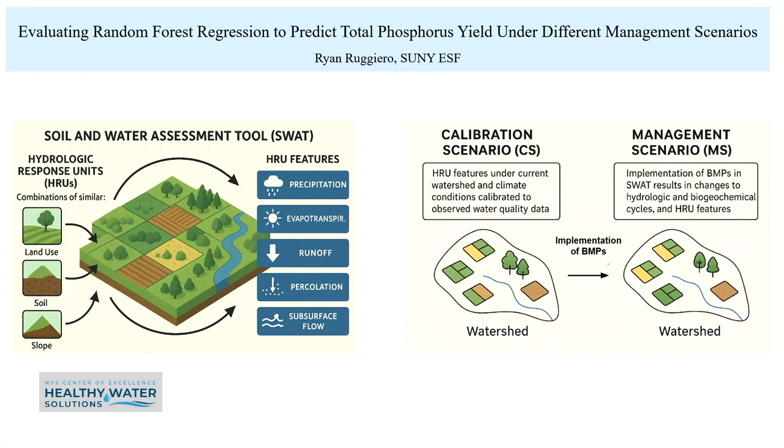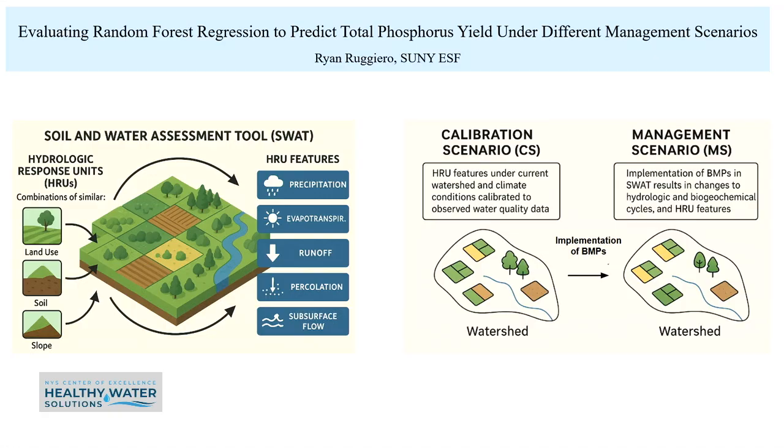Hydrologic response units, or HRUs, are combinations of similar land use, soil, and slope, and are the smallest spatial unit for which nutrient export is estimated in the SWAT model. Based on HRU physical characteristics and climate data, components of the hydrologic and biogeochemical cycles that affect nutrient generation and transport are estimated for each HRU, which are stored as HRU features. Once the HRU features are calibrated to the current watershed conditions using observed water quality data, the SWAT model can be used to evaluate the nutrient reduction associated with implementing best management practices, or BMPs.